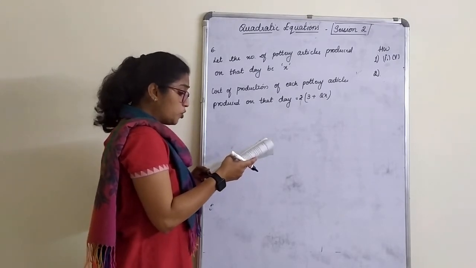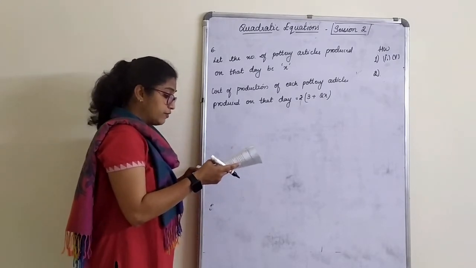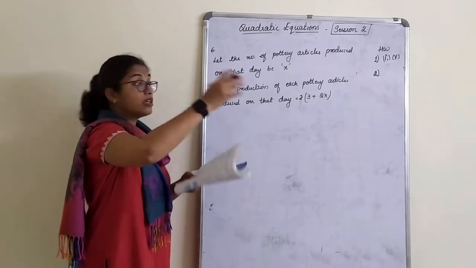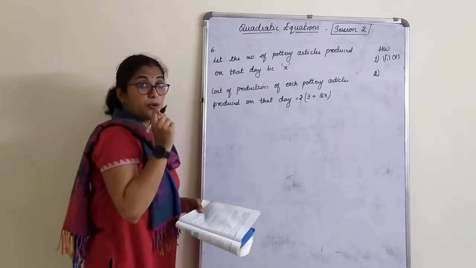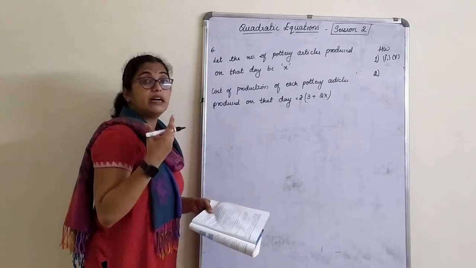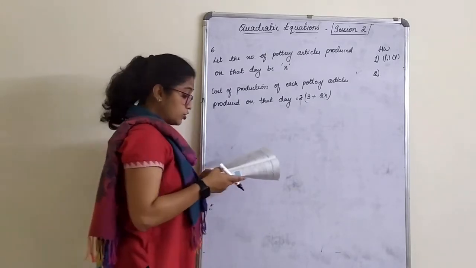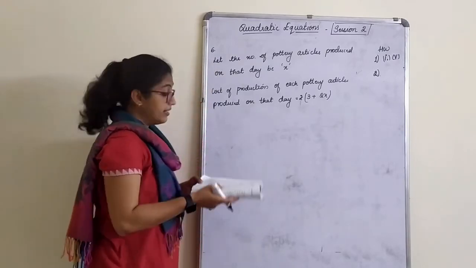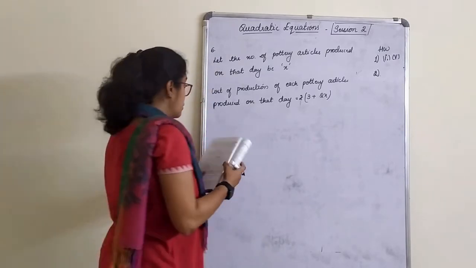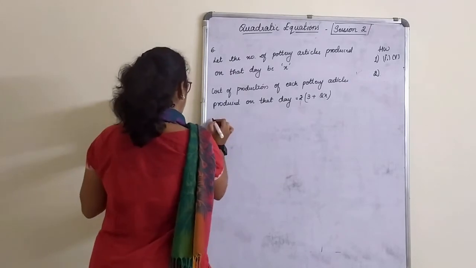Further, if the total cost of the production of that day was rupees 90, total cost, I mean this is the cost of each pottery article, whatever the articles were produced on that day, total cost was 90. Find the number of articles produced and the cost of each article. So we have to write the final statement here.